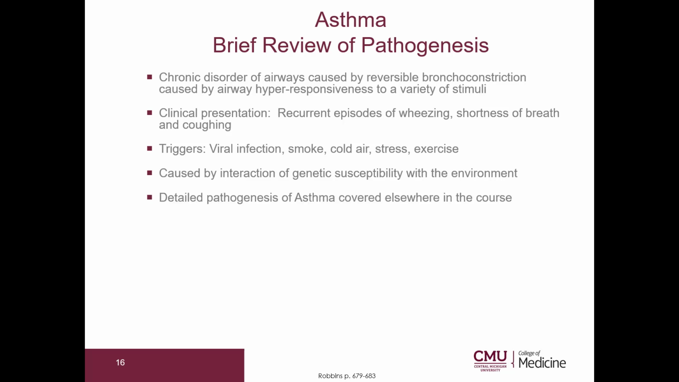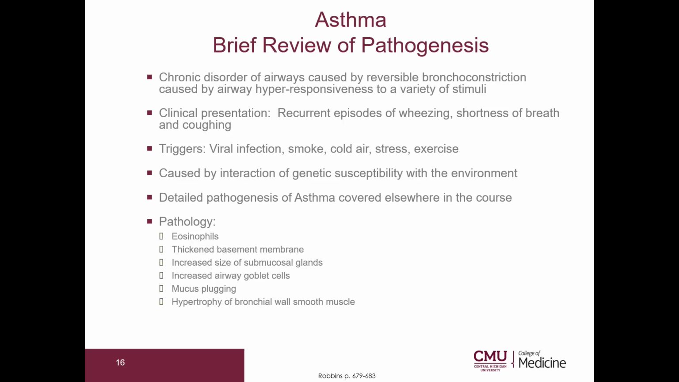Detailed pathogenesis of asthma is covered elsewhere in this course. The pathology includes eosinophils, thickened basement membrane, increased submucosal glands, increased airway goblet cells, mucus plugging, and hypertrophy of the bronchial wall smooth muscle.